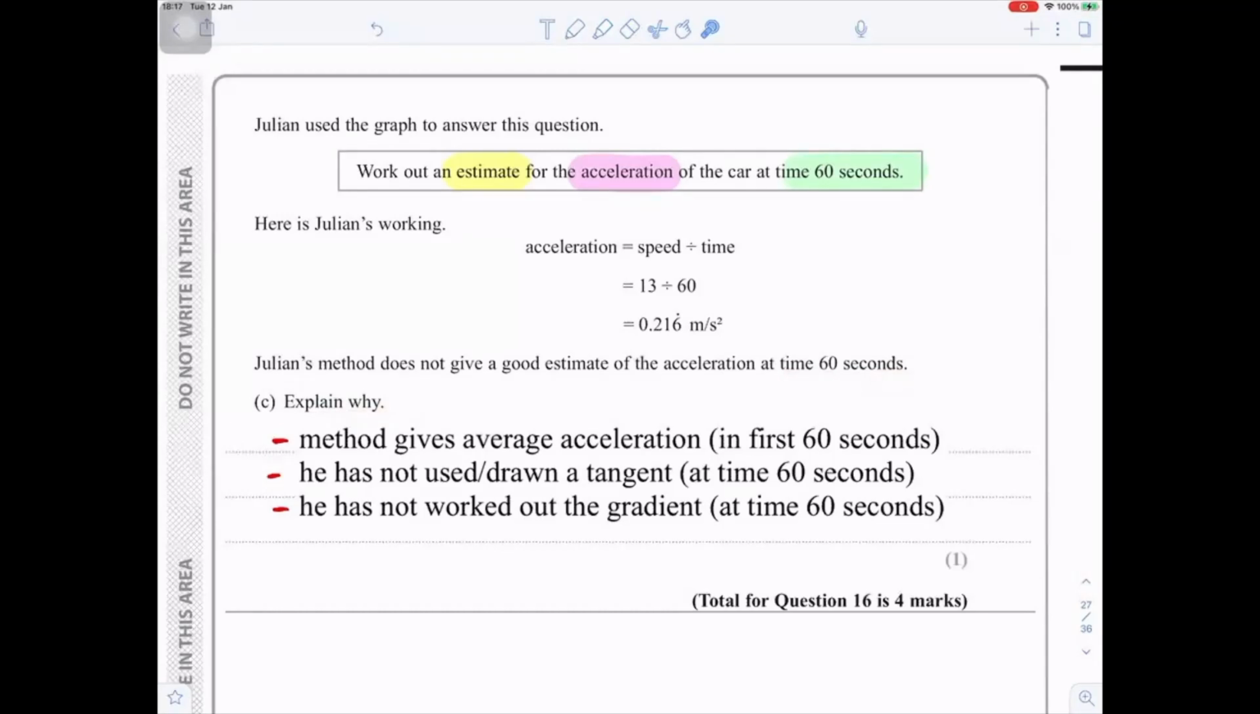So the method that Julian used gives the average acceleration in the first 60 seconds. That's what they've got, 13 divided by 60. He has not drawn a tangent at the time 60 seconds, or worked out the gradient at the time 60 seconds. So to work out the acceleration at the time 60 seconds, you need to draw a tangent and work out the gradient, instead of calculating an average acceleration using the formula.